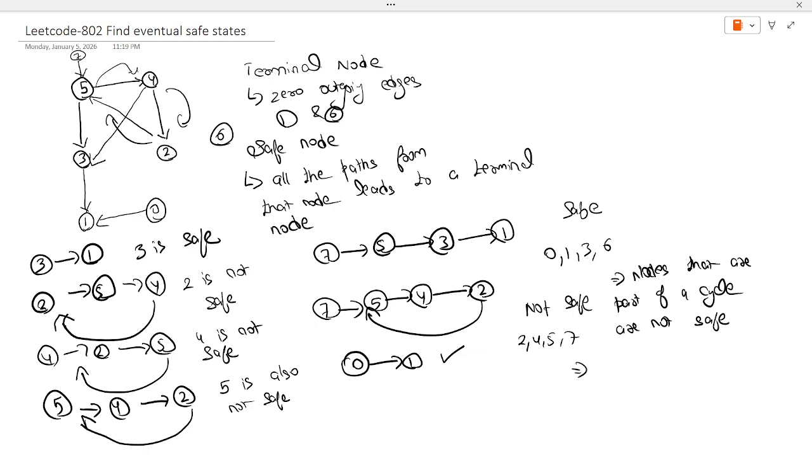And another point that we can conclude is a node which connects to a cyclic node is also not a safe node. If we consider 7, 7 is not part of a cycle in the graph, but it is connected with 5, which is a cyclic node in the graph. Hence, 7 is also not a safe node. Before we move on, let us first revise what is topological sort.